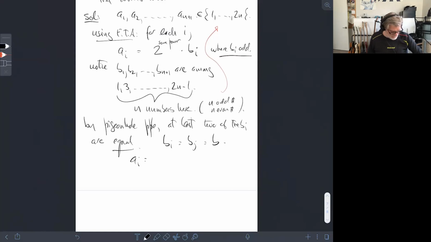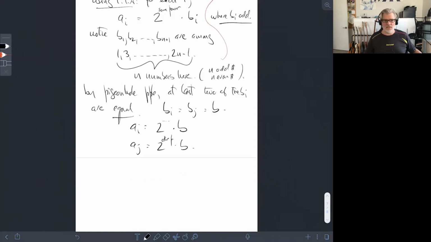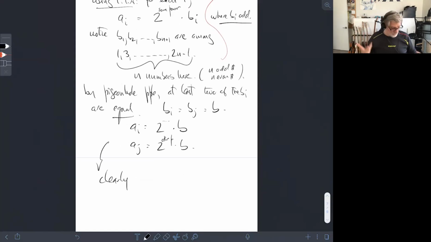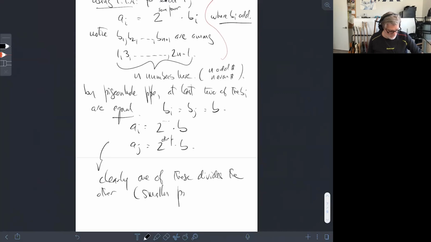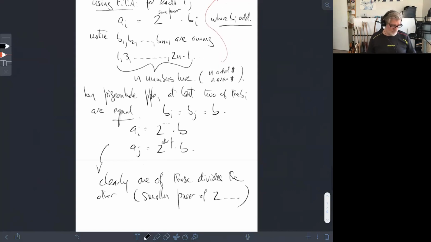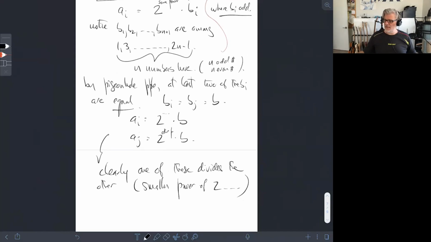Okay, so a_i is 2 to some power times b, and a_j is 2 to some other power times b. Is it clear to everybody that one of these numbers divides the other? Yes, right? So clearly the one with the smaller power of 2 divides the other, because it's the same b, the odd parts. So that's the trick. The trick is just to look at the odd part of the numbers. That's where the pigeonhole principle trick is hidden right there. Okay. Did that make sense?